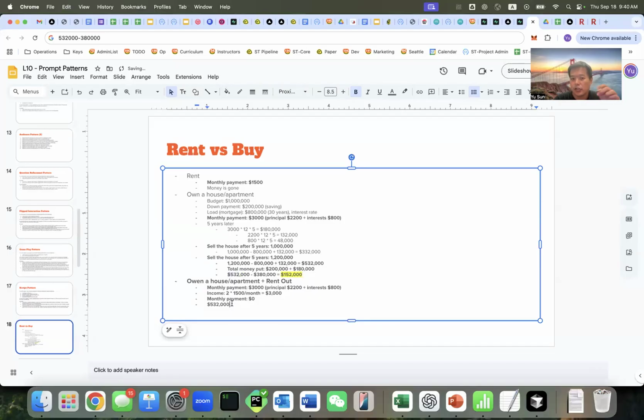So the result is that 5 years before, you put your down payment, the 200,000. You live there completely for free, no payment at all, because your tenants are paying that for you. 5 years later, if you want to sell it, you're getting this, and you are actually making 300, this one.